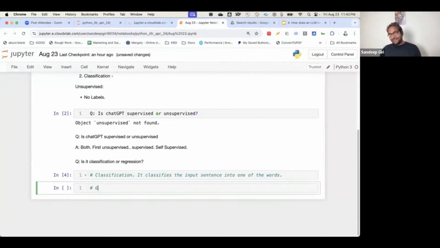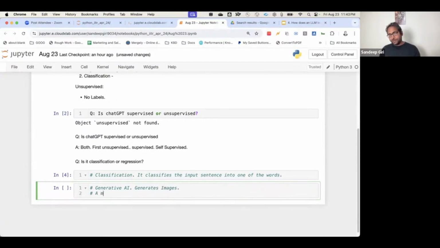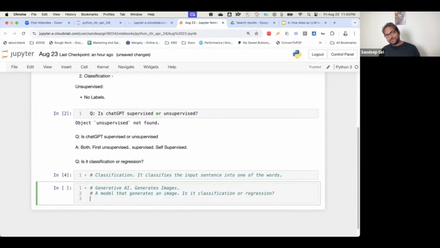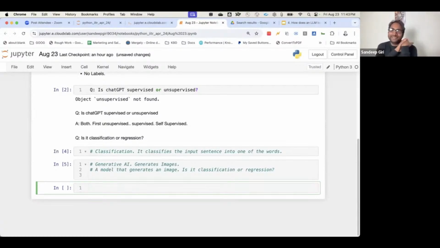Now, we heard about generative AI, the one that generates images. A model that generates an image: is it classification or regression? Now, this is hard. Even the researchers who worked on this problem tried everything, and then they finally reached a conclusion that generating an image is, I'll give the answer soon.